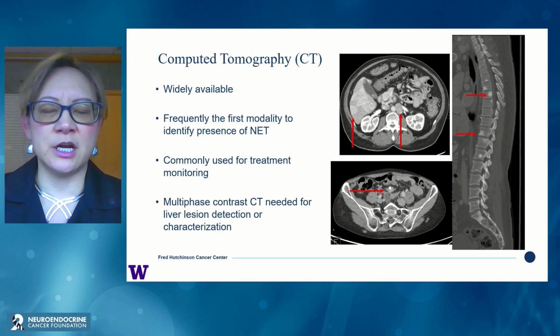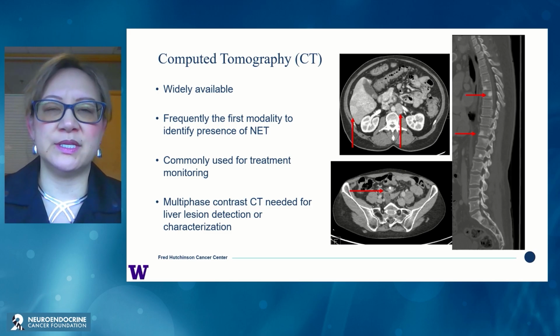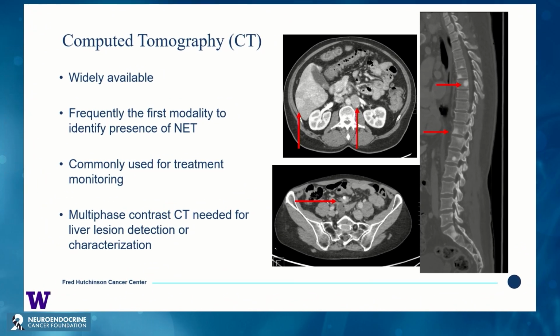So first, let's talk about computed tomography, or CT. Everyone is pretty familiar with this modality as it is widely available, and it is often the modality that detects the presence of a neuroendocrine tumor. We commonly use it for treatment monitoring because we can get a good sense of the anatomic changes of the lesions. Because the liver is often a site of metastatic involvement with neuroendocrine tumor, we often get multiphase contrast CT.